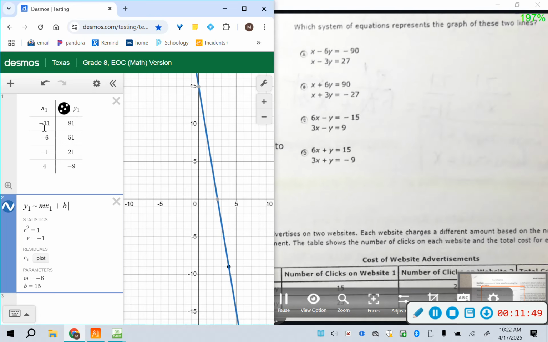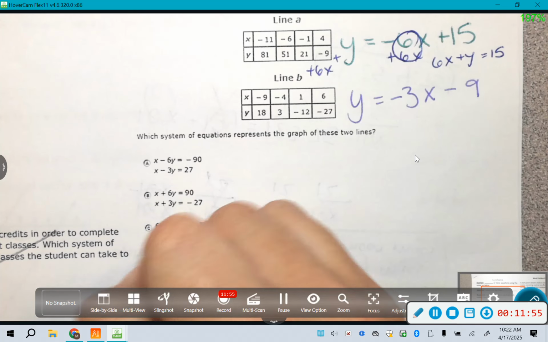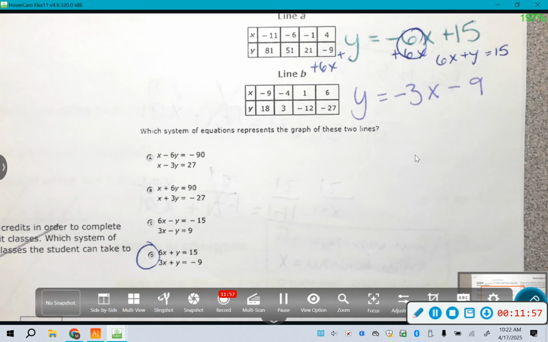Do any of my answer choices have that? Yeah. Which one? D. Is that the only one? There we go. There, we're done. Was that bad? Was it as bad as solving 8 equations for y? No, that was way easier than solving 8 equations.